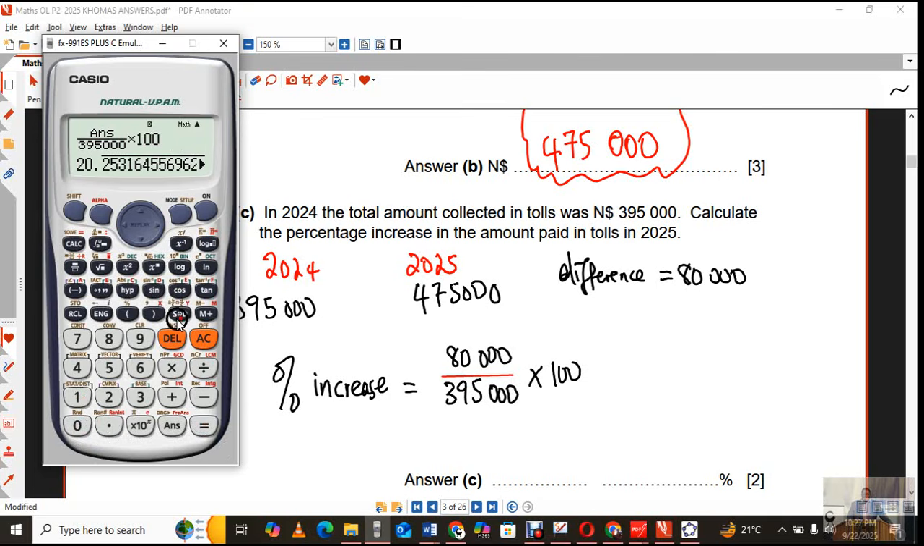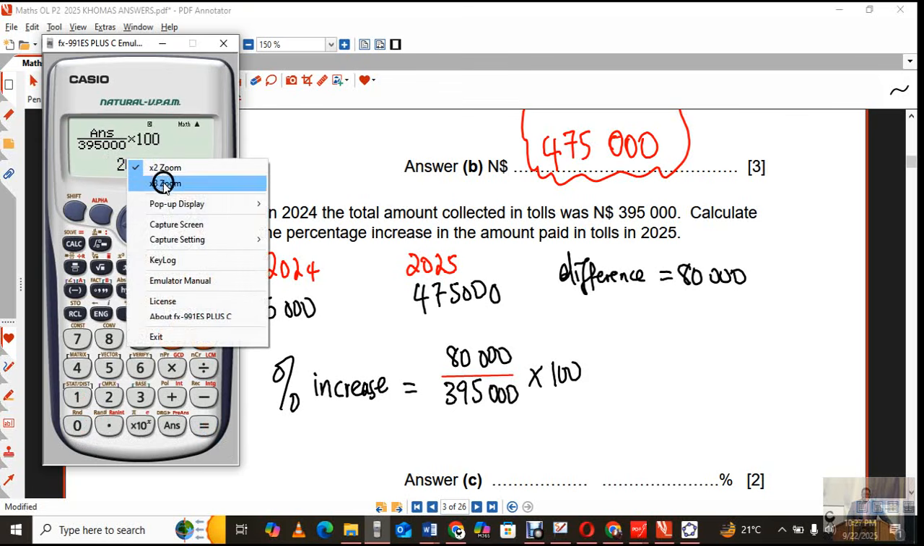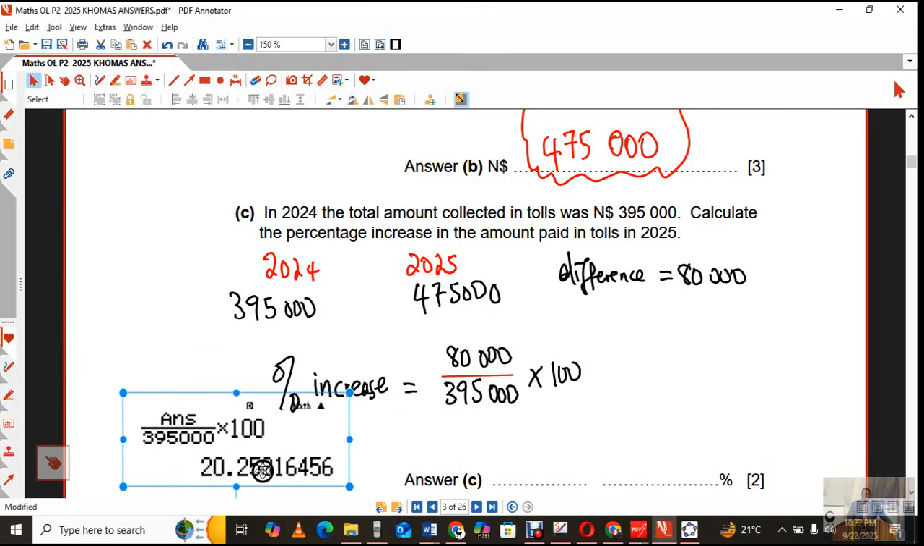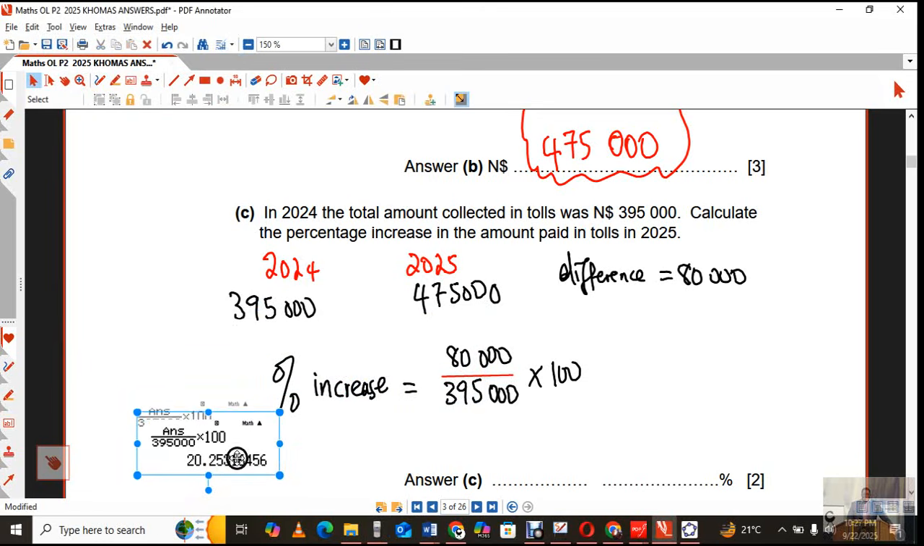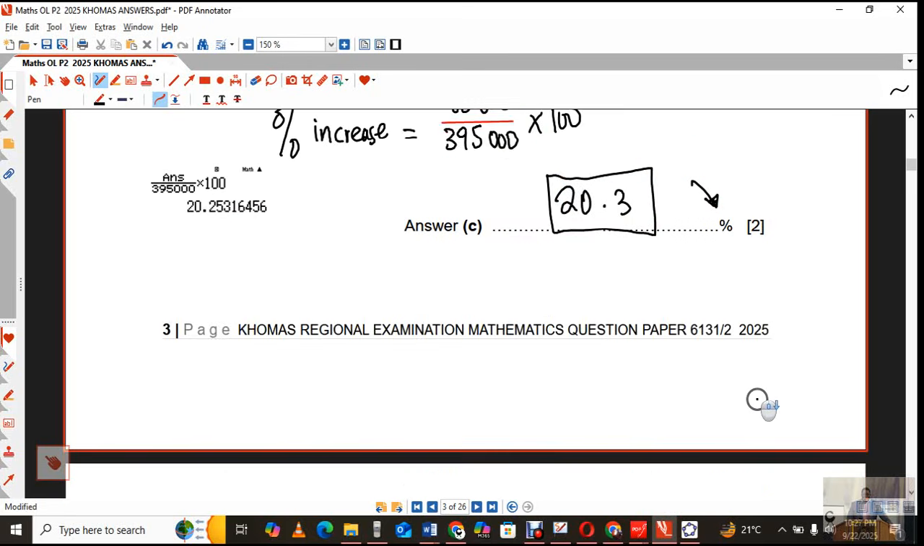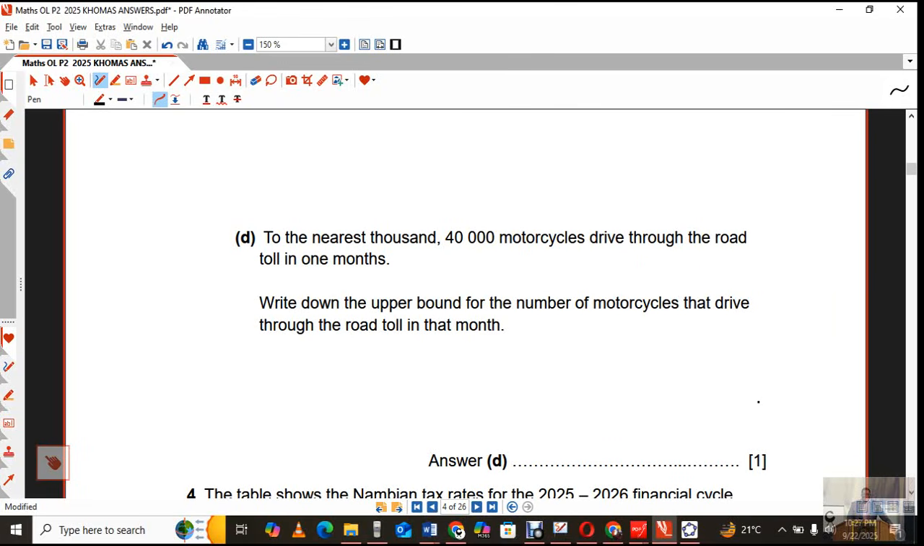So that is obviously the percentage we are looking for, and this answer obviously is not exact. Since this answer is not exact, we will be forced to give this answer to 3 significant figures, which is 20.3. So that's 20.3%. Okay, the symbol is right there. Good. I think there is a deep part to this question as well.